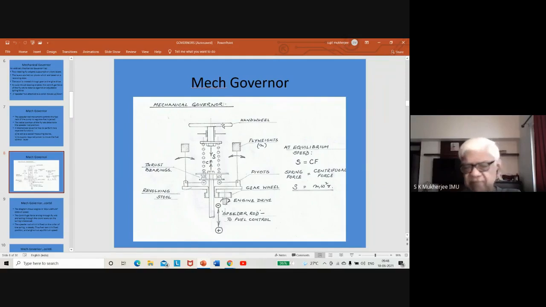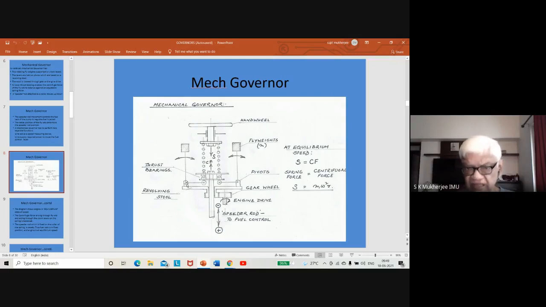Okay. Now at the equilibrium speed, the spring force S, you see the spring is under compression. The spring force S acting on this collar is counterbalanced by the centrifugal force created by this L-shaped lever upwards. So this axial bearing is helping it to rotate, but the upper part of the collar is not rotating. So the centrifugal force created by the flyweight upward is balanced by the spring force S downwards. Here you look, the spring force S is equal to centrifugal force M omega squared R. Okay, M omega squared R means the mass of the flyweights, the speed at which they are rotating, and the radius at which they are rotating.